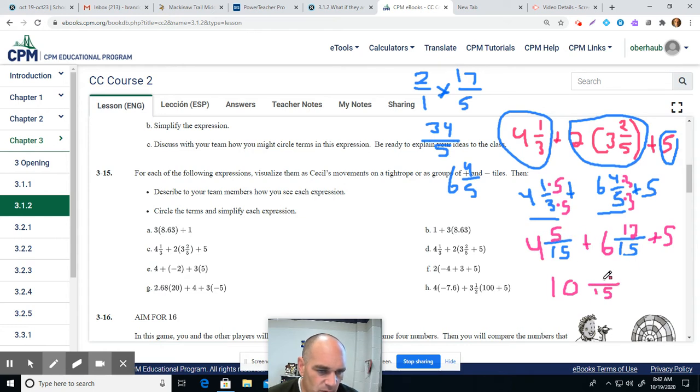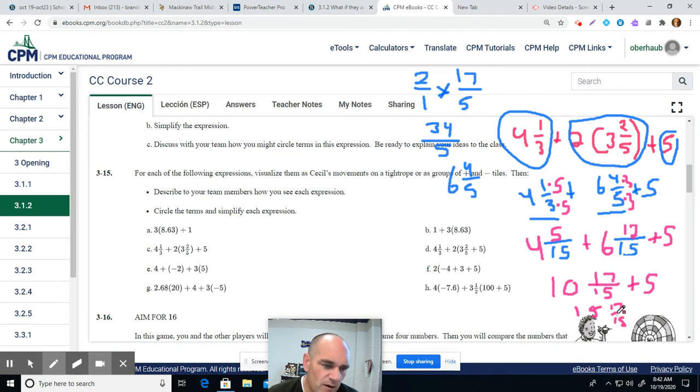I add up 5 plus 12 gives me 17. And I still have my plus 5. I'm just going to add this 5 right into this whole number. So 10 plus 5 makes this now 15 and 17/15. Except we can't leave this top heavy.